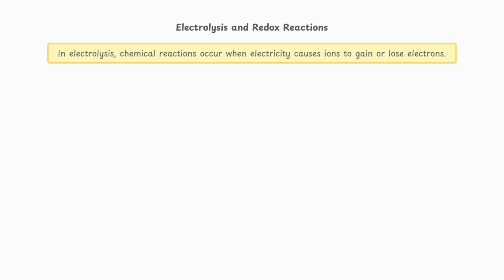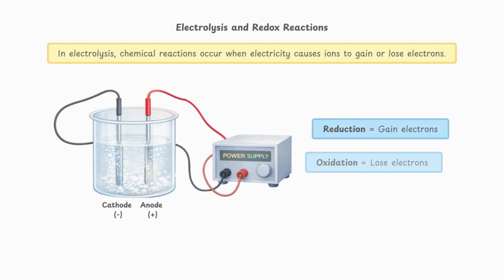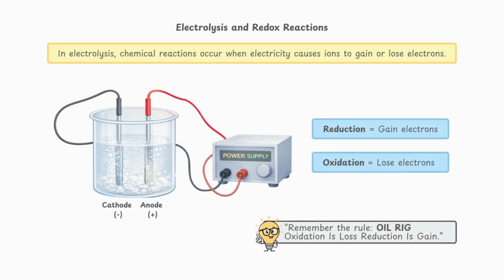In electrolysis, chemical reactions occur when electricity causes ions to gain or lose electrons. Because electrons are transferred, electrolysis reactions are examples of redox reactions. Reduction means gaining electrons. Oxidation means losing electrons.